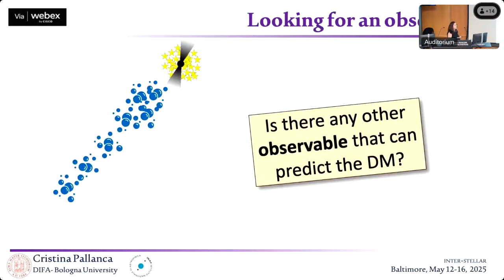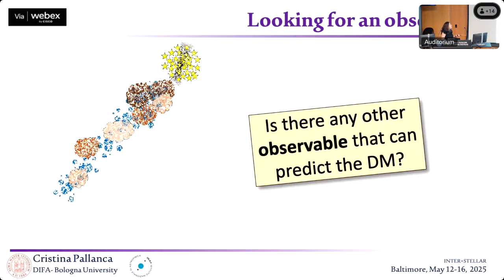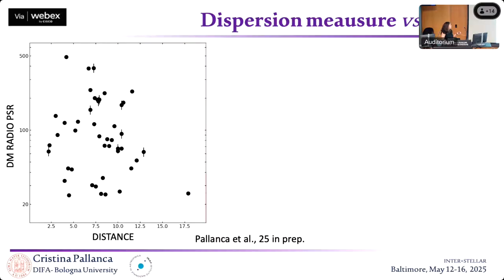And so, since the motivation of this work was to furnish to radio people who need the dispersion measure to search for new pulsars an alternative way to the galactic models to predict the dispersion measure, the idea was to check if there is any observable that is independent from the model that can suggest the dispersion measure to use. And as a spoiler, the idea was to use the extinction.